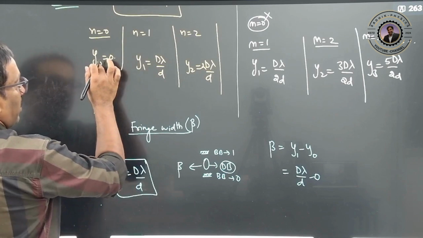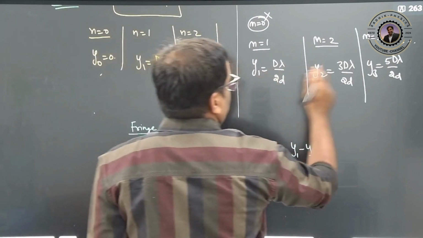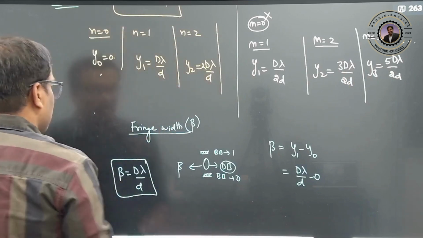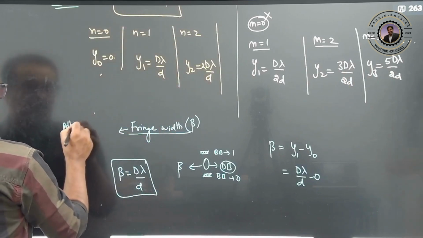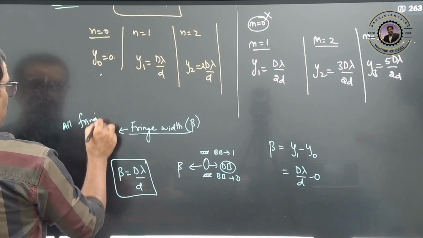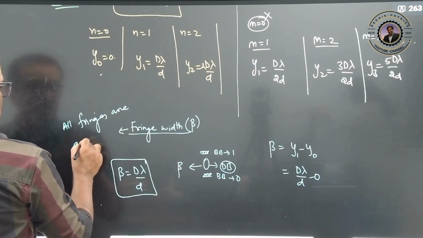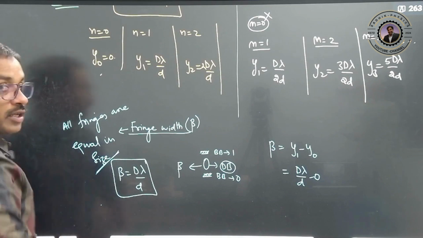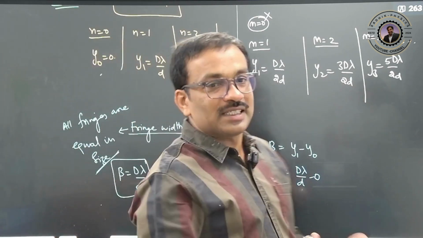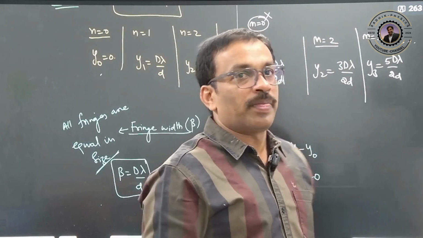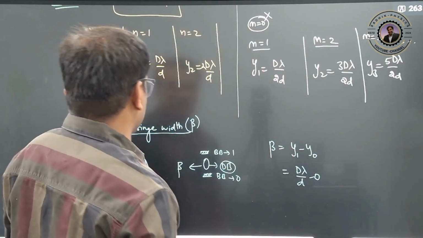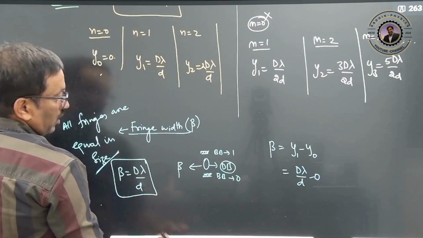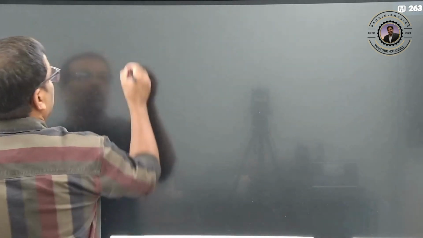So if you subtract this one, same, this one, same, you can understand that all fringes are equal in size. Understood, no? Therefore all fringes are in the same size. Therefore fringe width will be constant. How does this fringe width depend now? It is directly proportional to D. So we can see it now. Therefore I got the fringe width now.